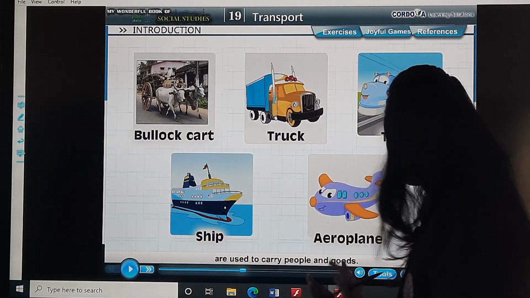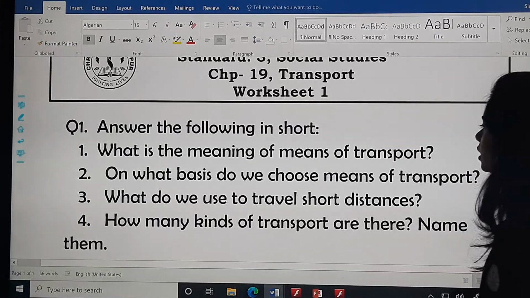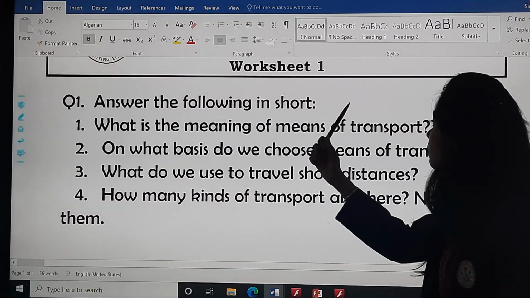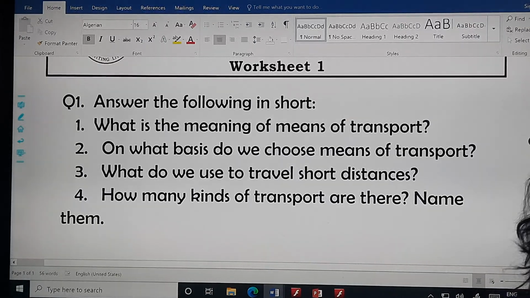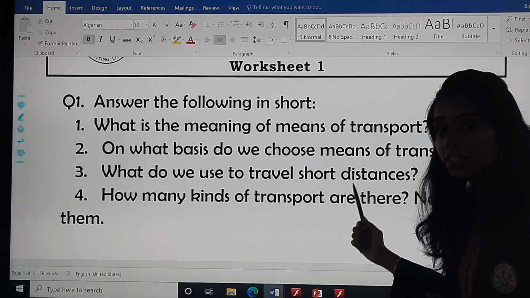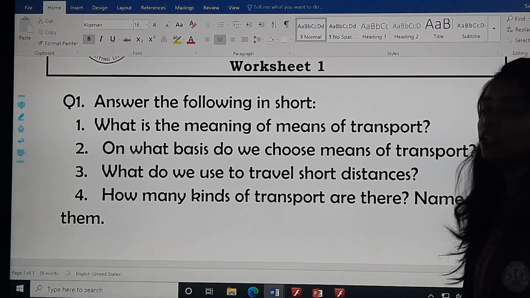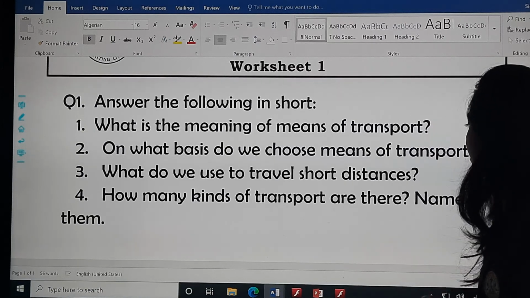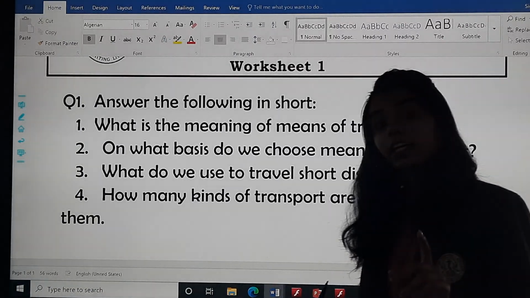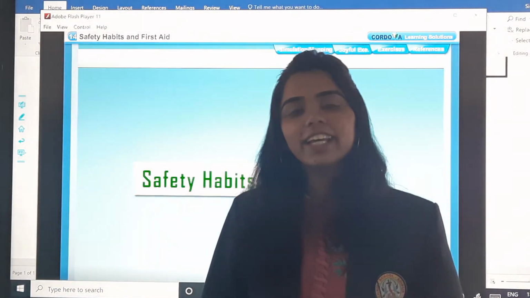Now it's time for worksheets. Okay? So you can see this is your worksheet. I'll read it for you. What is the meaning of means of transport? On what basis do we choose means of transport? What do we use to travel short distances? And how many kinds of transport are there? Name them. Okay? That we will discuss in the next class.